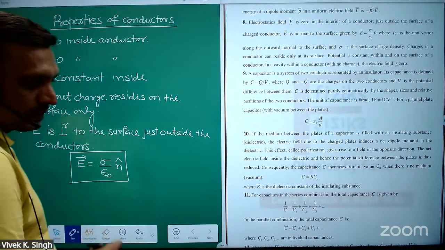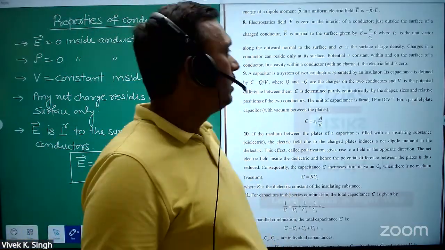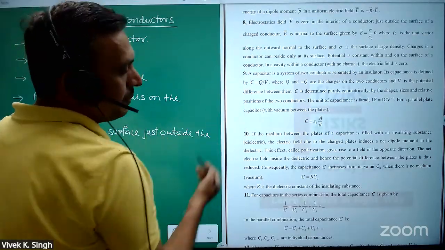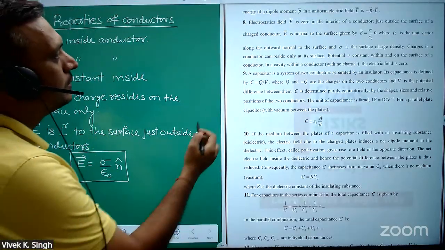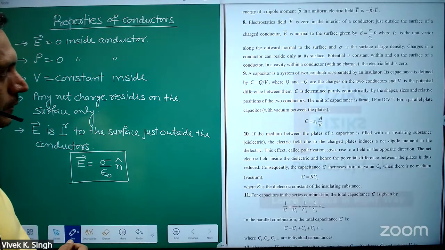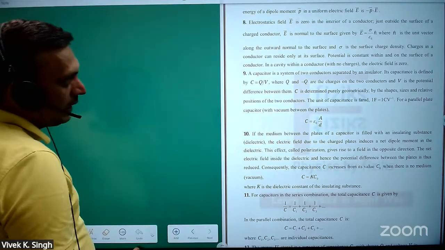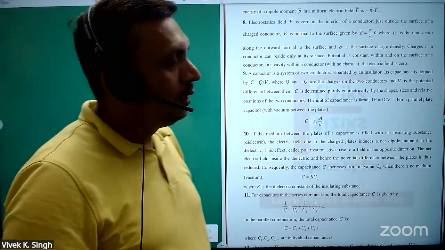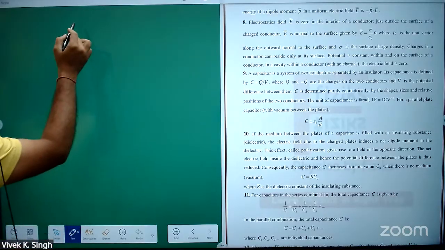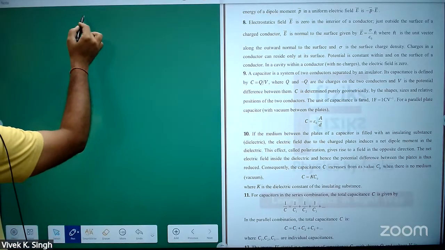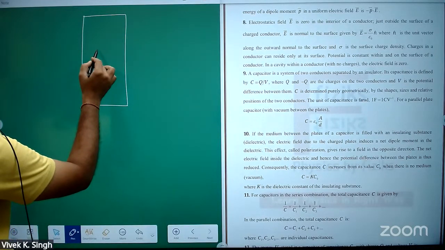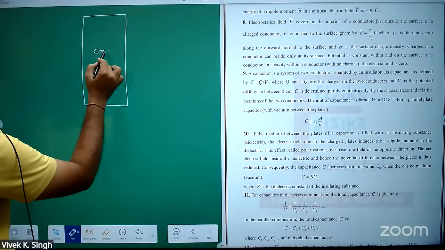So we have to take some examples based on the properties of conductors. Just see this, it is summarized in point number 8. These are the properties of a conductor. And then you know that if you have a conductor, let's say this is a conductor.